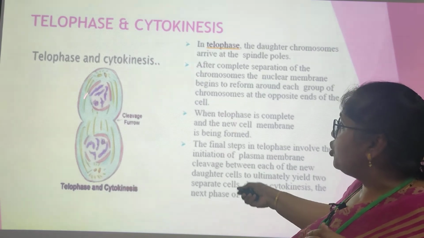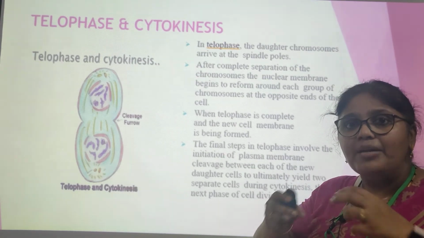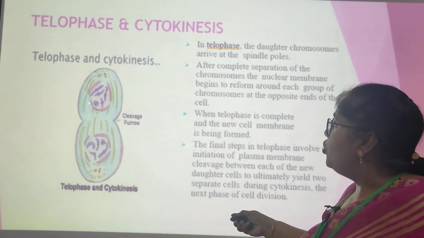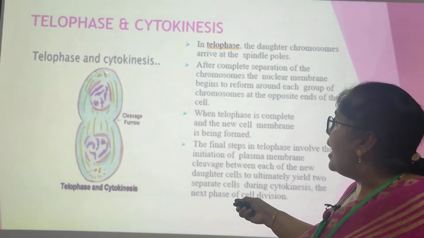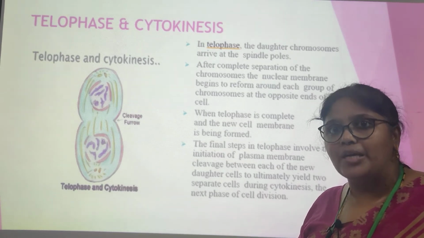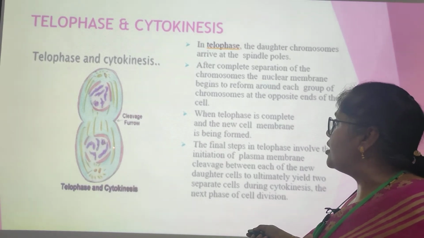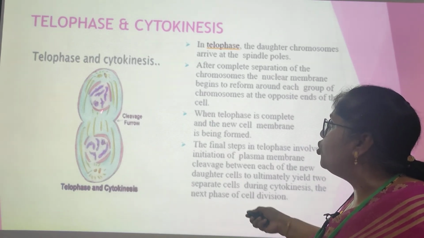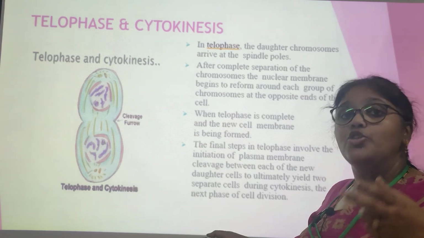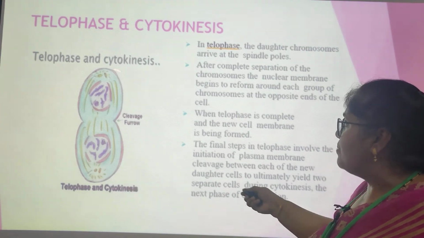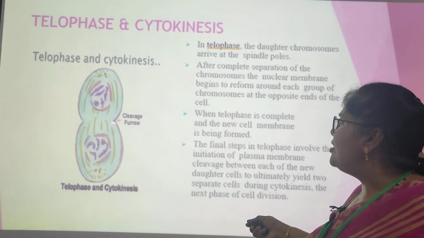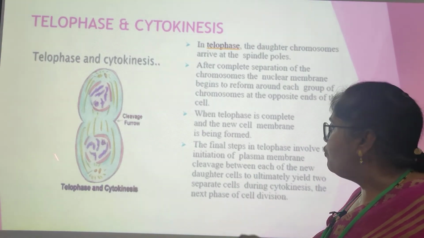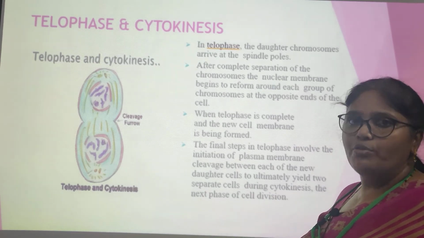So once this division is complete, the nuclear membrane rearranges itself. The nuclear membrane starts forming, the nucleolus also starts forming, and the spindle fibers start disappearing. Right? The spindle fibers start disappearing. So within the same cell, you will find two nuclei, with a small invagination in the center. This phase is called telophase.